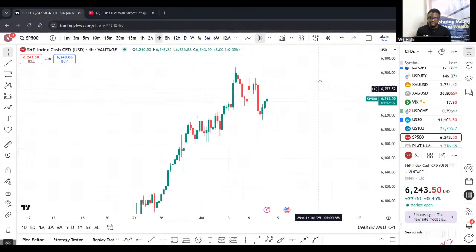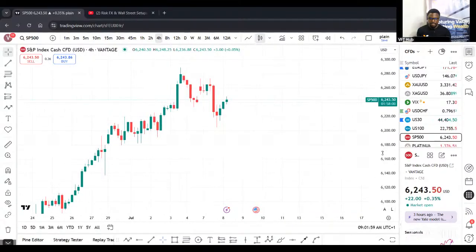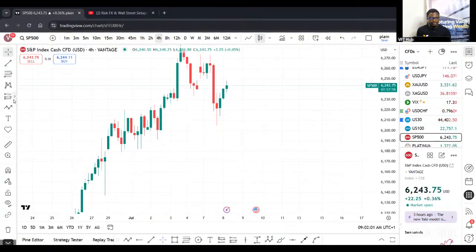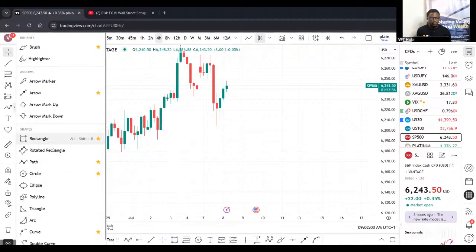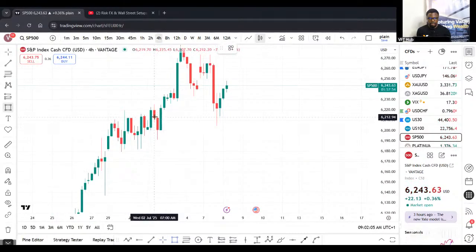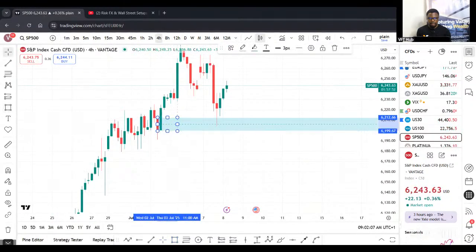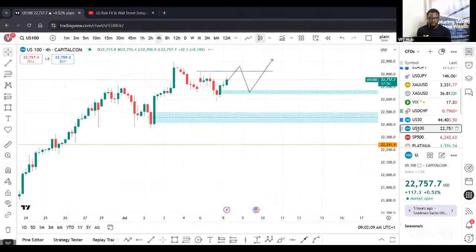Okay, look at something really interesting, guys. On the 4-hour time frame, this other block has been tested. All right, let me look at US100. On the 4-hour time frame, this has not been tested, right?